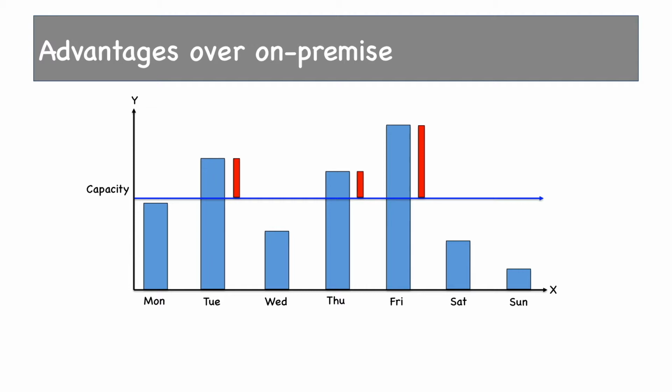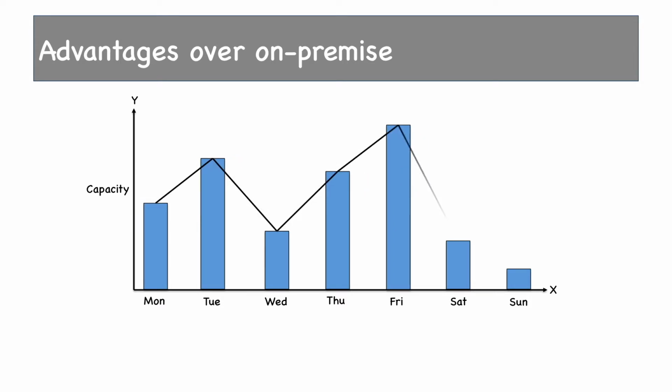This is where cloud excels. You need different capacity on different days, maybe on different hours, or maybe on a per second basis. Your capacity changes as per your need. So you use whatever you need and you pay for whatever you use.